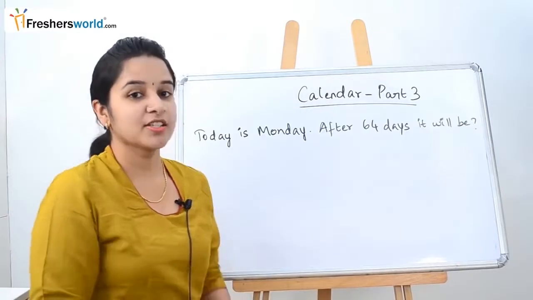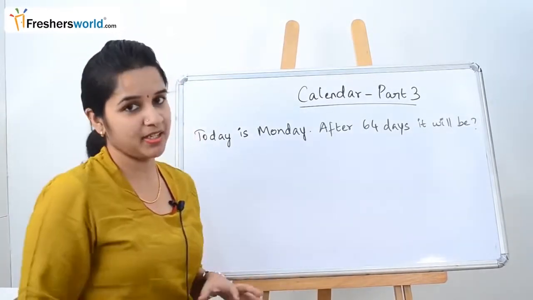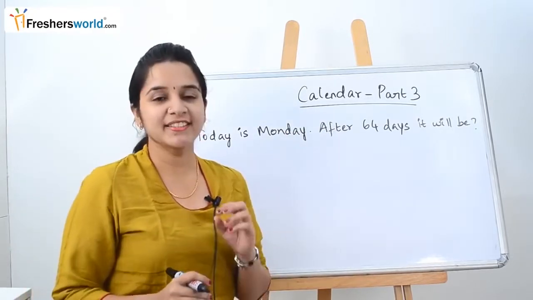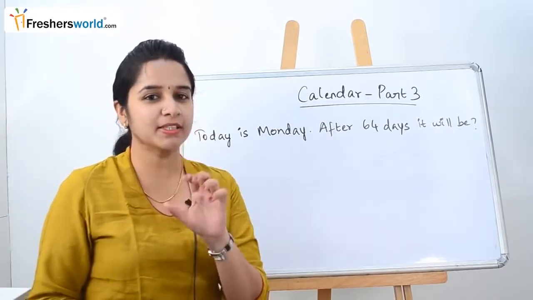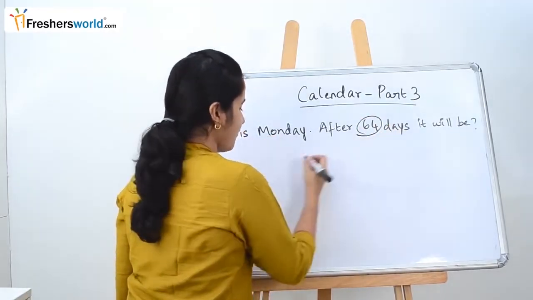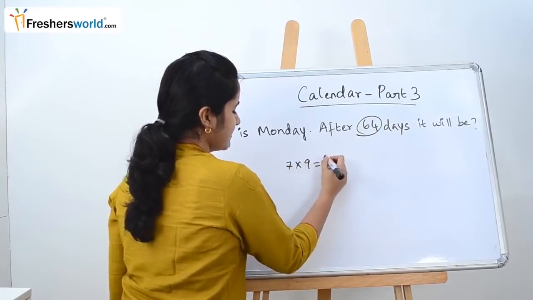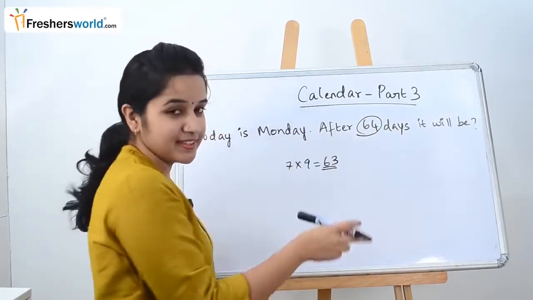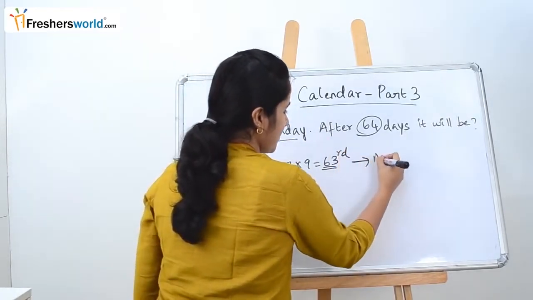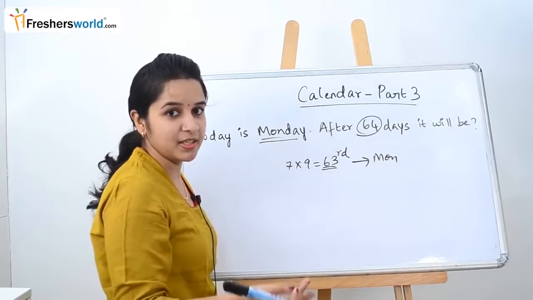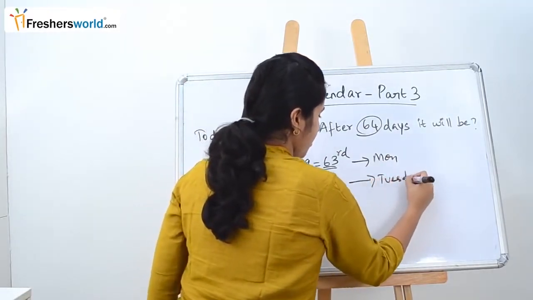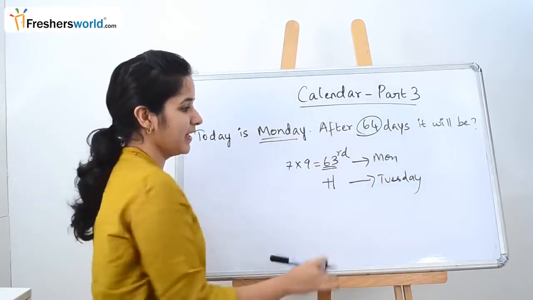Let's solve another problem. The next question they have given is, today is Monday. After 64 days, what will it be? Generally, a week has 7 days, so you take the multiple of 7 which is closer to 64. We know that 7 nines are 63. So after 63 days also it will be Monday. The 63rd day is going to be Monday, so the 64th day is nothing but 1 day added to it, which is Tuesday.